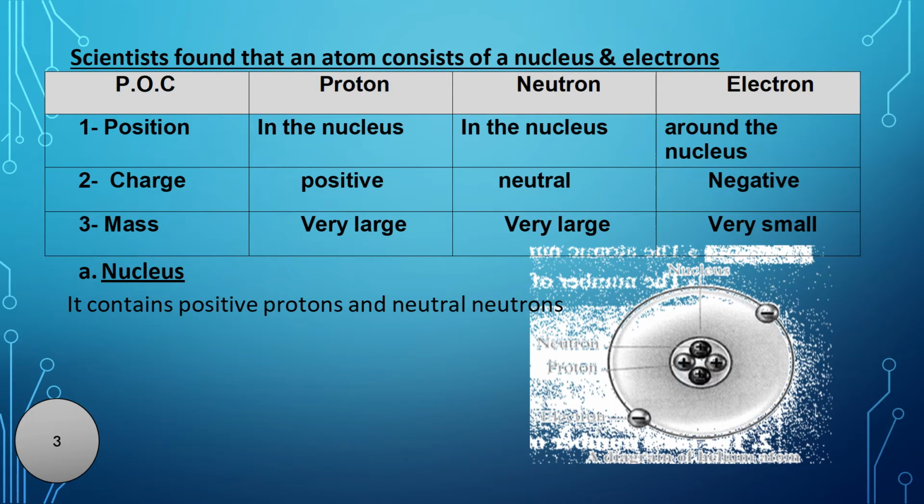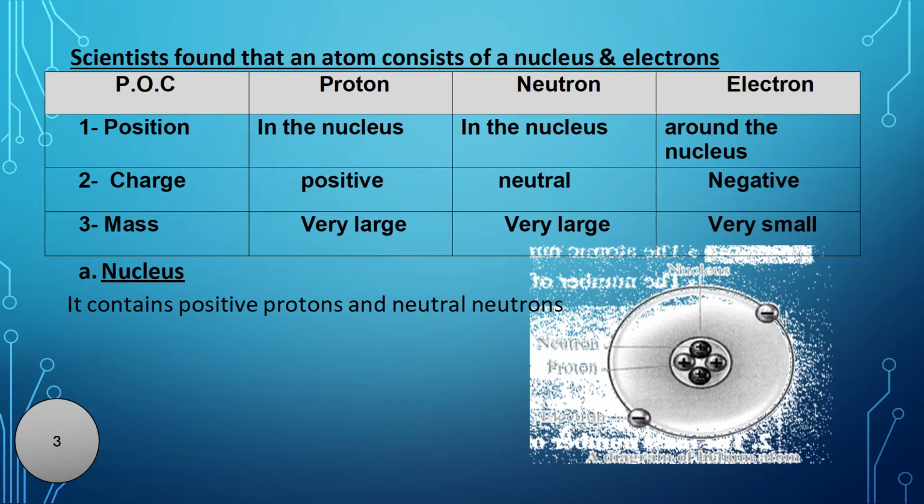Now we will talk about the structure of the atom. The atom consists of two main parts, which are called the nucleus and the electrons. The nucleus is found in the center of the atom, while electrons revolve around the nucleus.